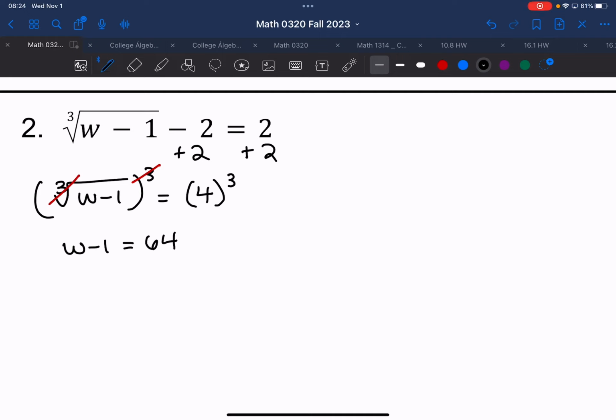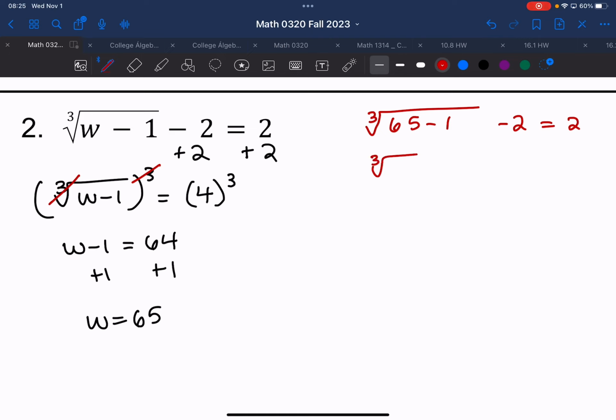Now I need to get our variable by itself, so my last step is to do what? Add 1. So if I add 1, I get w is equal to 65. But before I box my answer, I need to check. So I'm going to be plugging in 65 in for w in my original equation. So I have the cube root of 65 minus 1, minus 2 equals 2. So that's the cube root of 64 minus 2 equals 2.